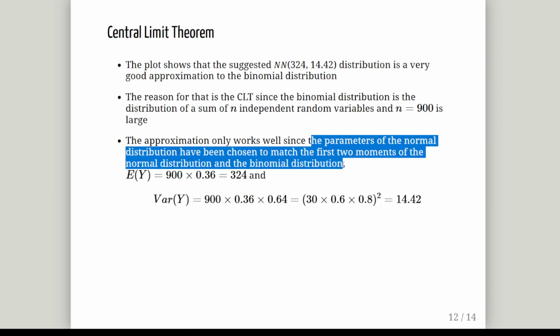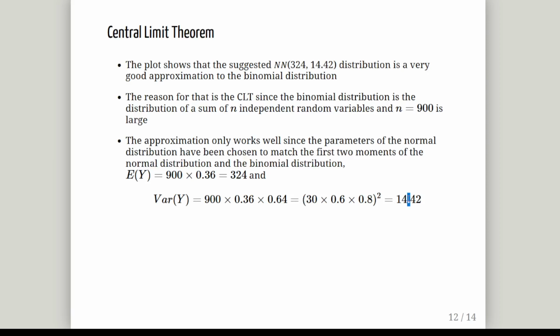The expected value of Y, which we picked for the normal distribution, comes from 324, which is 900 times 0.36. You probably might have guessed why we went with 324 and 14.4: it's the binomial expectation and the binomial standard deviation. I should be clear that this is 14.4 squared, actually, that should be the variance. Anyway, we'll leave it at that.